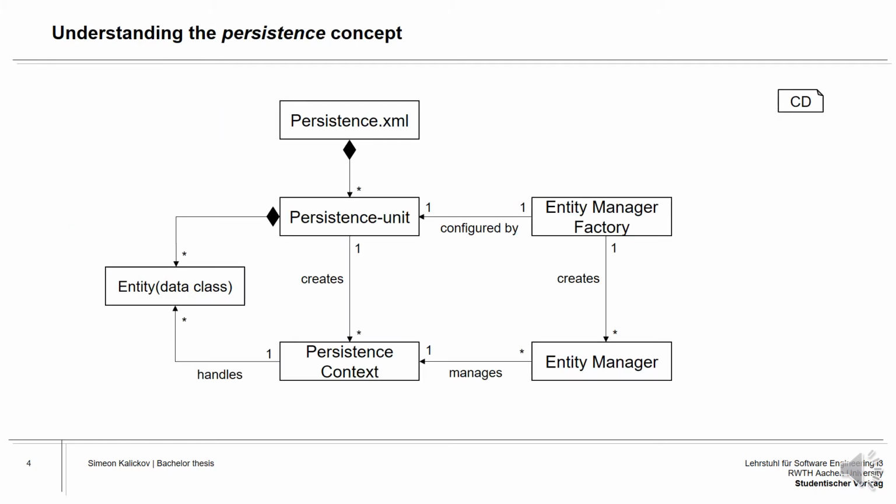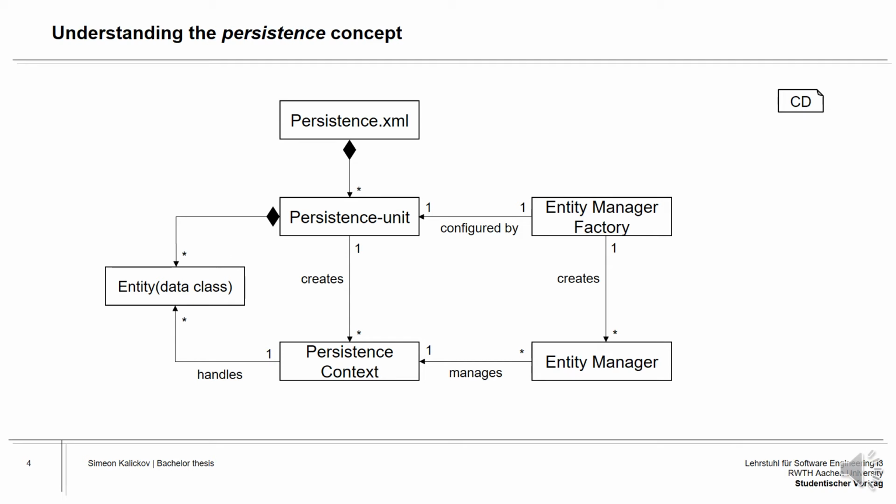The persistence concept lies at the basis of most of the work done later on. In Hibernate, the persistence specifications are done in the persistence XML, where the persistence units are defined. Each persistence unit corresponds to a respective database and contains all of the entities or Java data classes in order to be mapped to the respective database later on. The persistence units can create a persistence context at runtime which handles all of these specified entities.